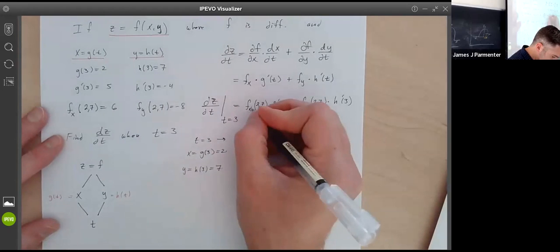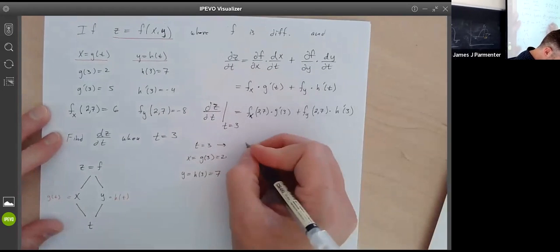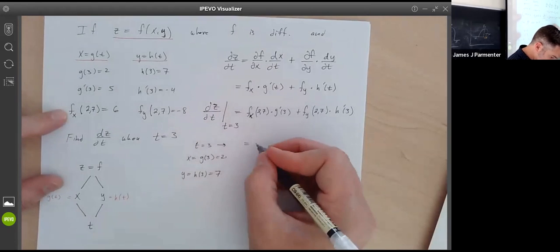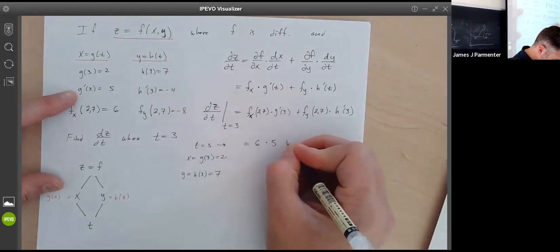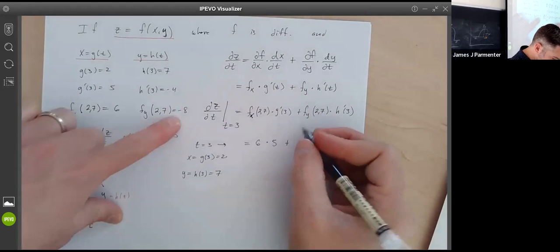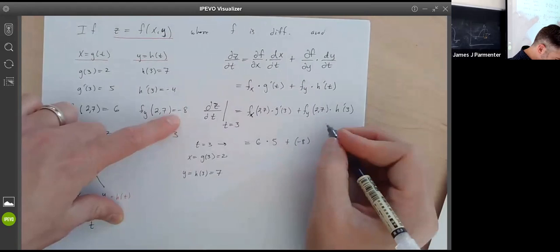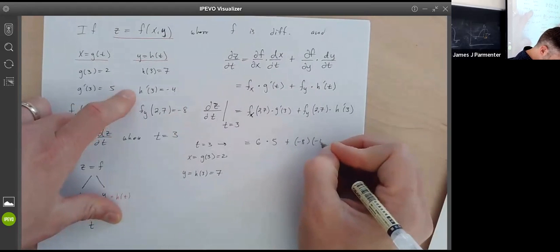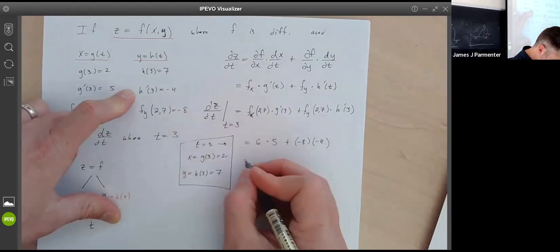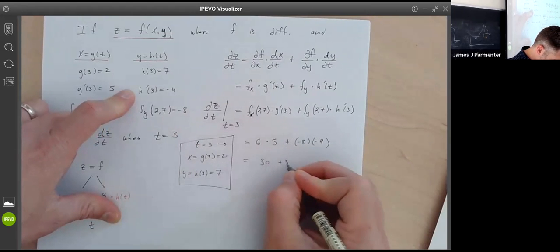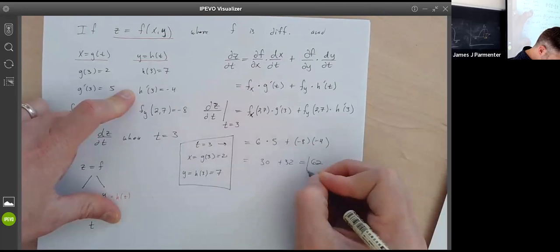And then we have all the pieces. Let's see, f_x at (2, 7) is 6. g prime of 3 is 5. Plus f_y at (2, 7) is negative 8, times h prime of 3, which is negative 4. This ends up being 30 plus 32, which is 62.